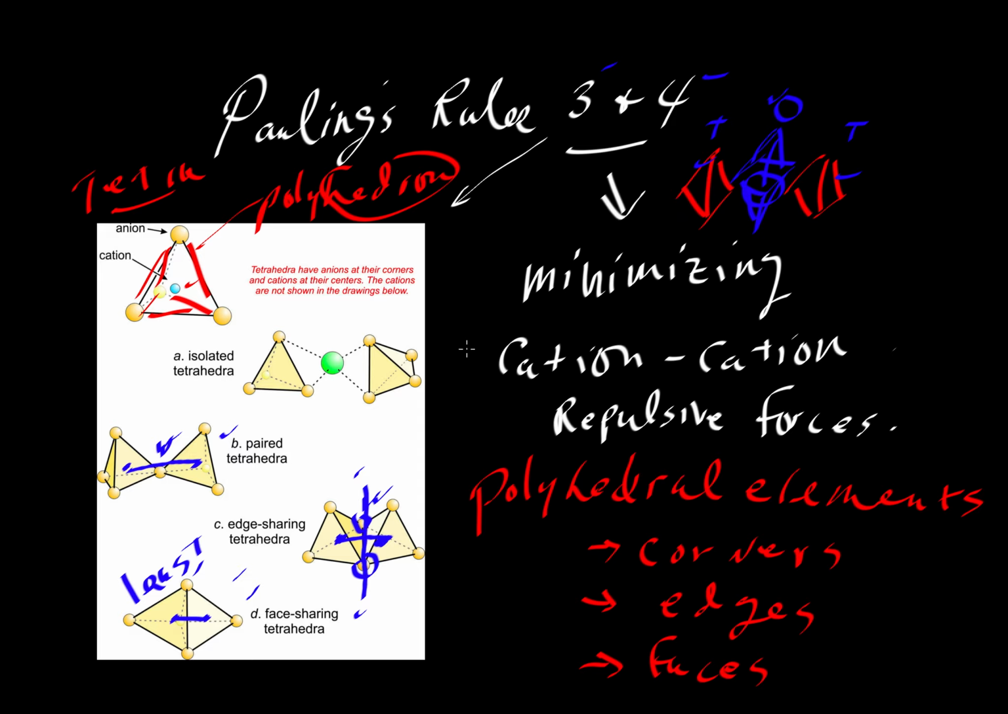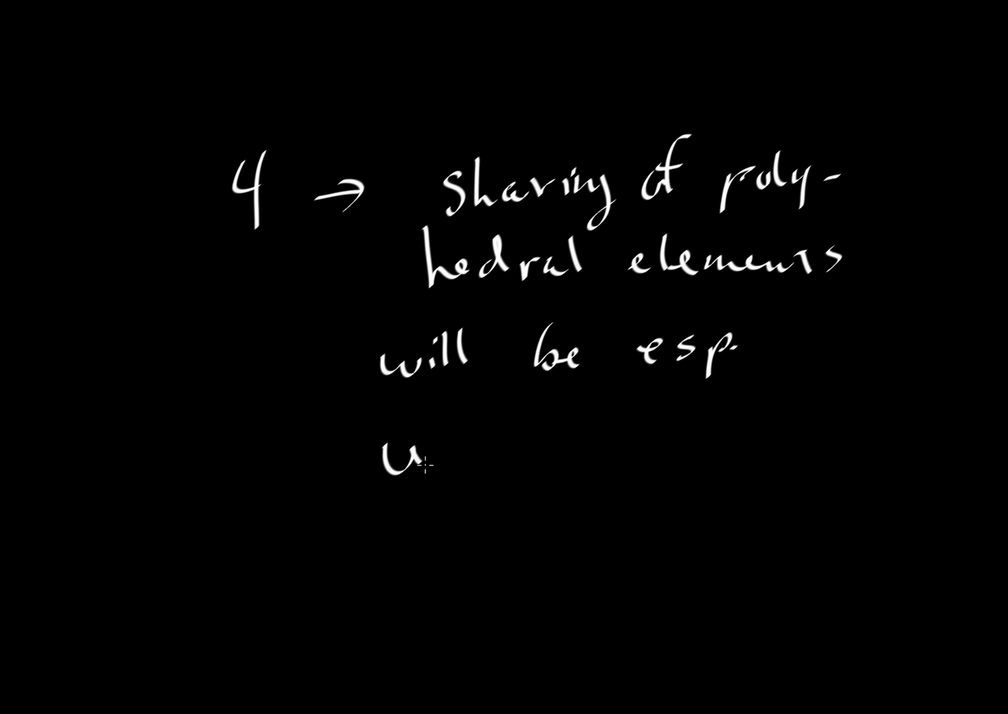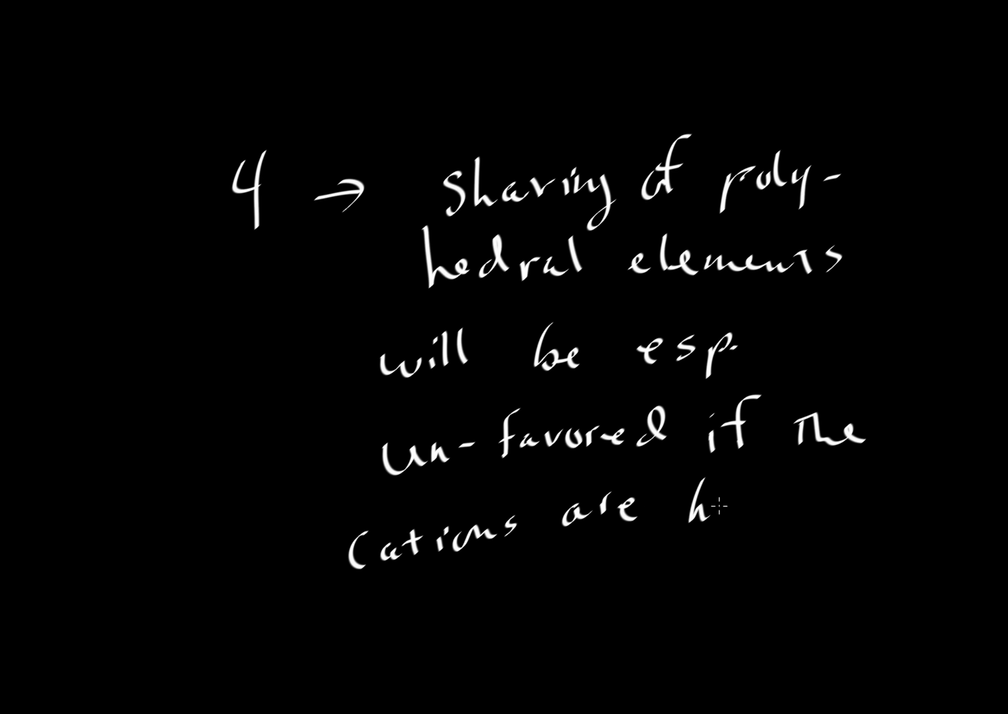So let's erase the board and take a look at number 4. Rule number 4 is a corollary to number 3, and that says simply that the sharing of polyhedral elements will be especially unfavored if the cations are highly charged and have a small radius.